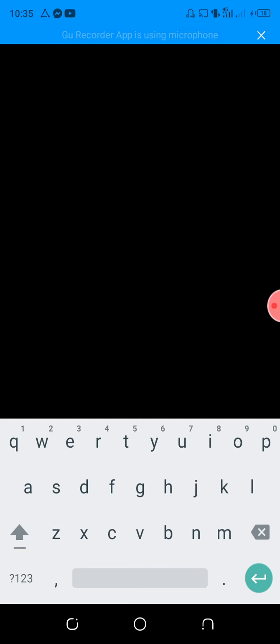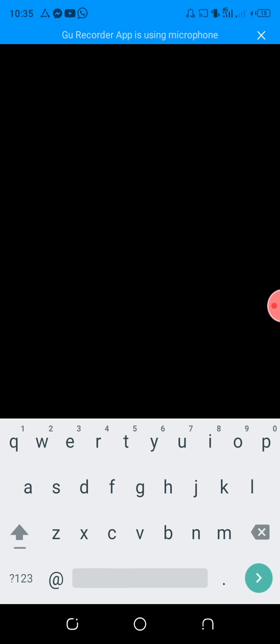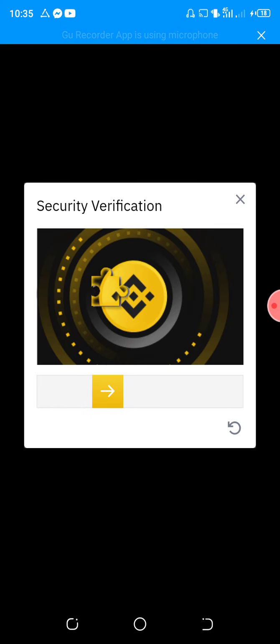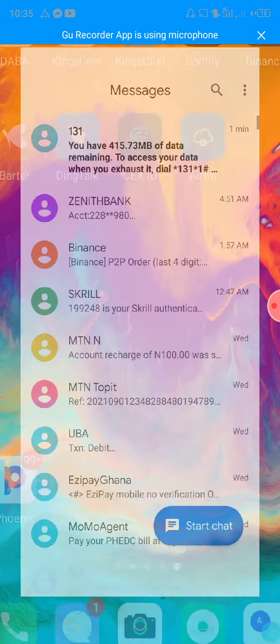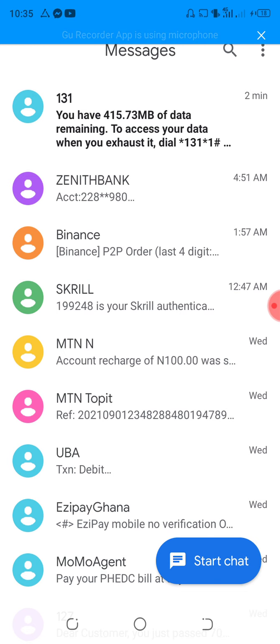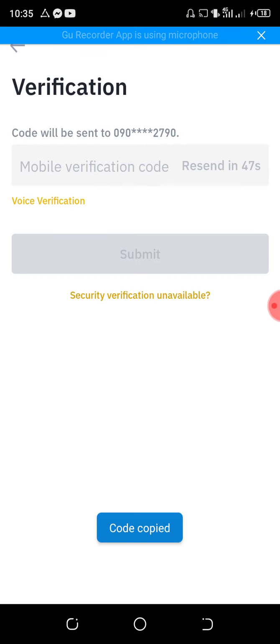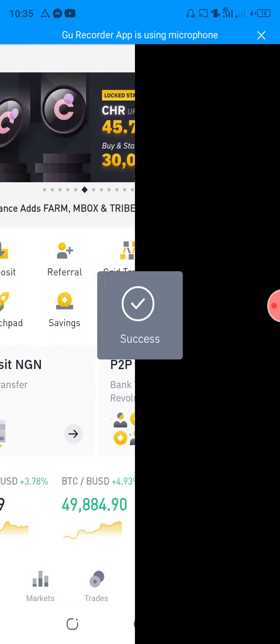Okay, I don't know whether I was logged out from Binance, but let me just see. I will just try to log in. Just a moment, I will take you through my P2P. All right. Okay, so that's basically how it works.